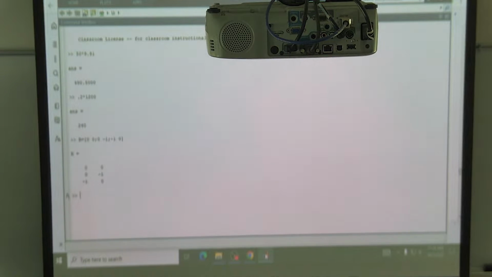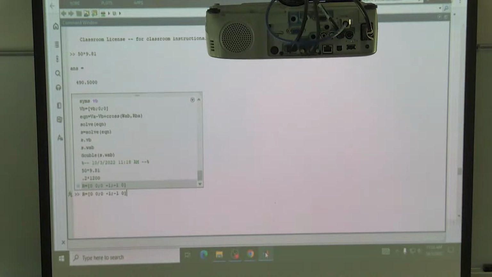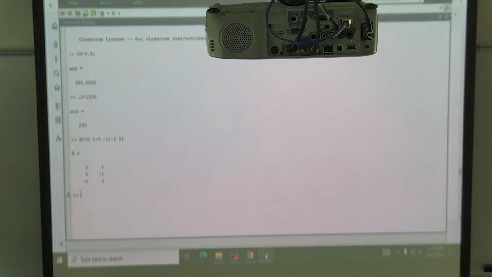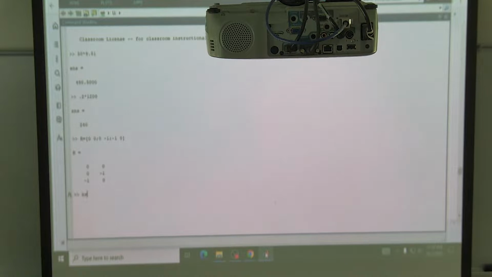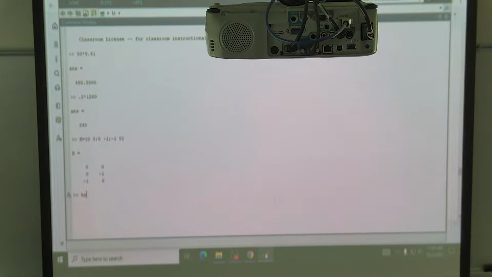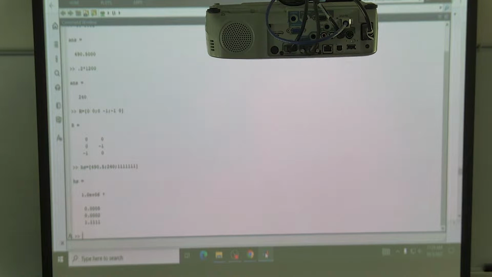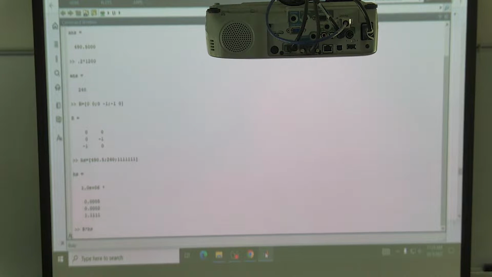Then I'm going to do, there's an R. And I'm going to do some HS, right hand side. R, HS. Okay, so here's what I'm going to do. 490.5. And then I think it was 240. And then I'm going to put a funny number here. Oh, well, let's go ahead and do that. I mean, I'm just doing something silly. R times HS.